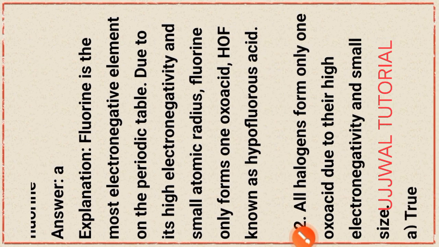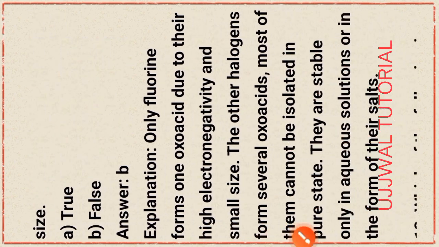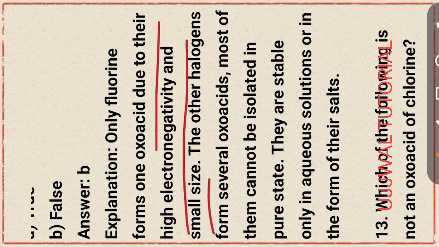Okay, next question, question number 12. All the halogens form only one oxo acid due to their high electronegativity and small size. This statement is false. Explanation for this part: only fluorine forms one oxo acid due to its high electronegativity and small size, and the other halogens form several oxo acids.